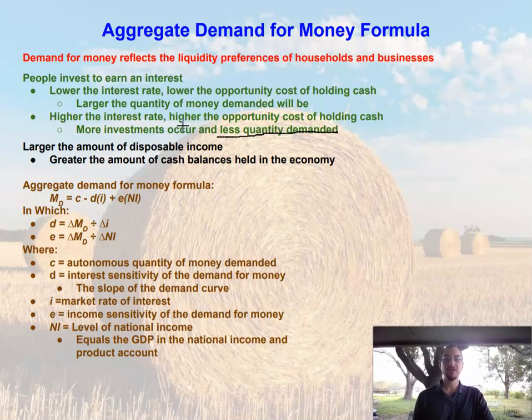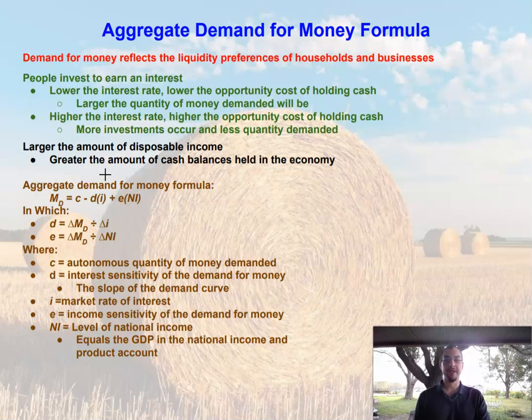So the opportunity cost of holding that cash at that 10% interest rate for $100,000 is $10,000. So the higher the interest rate, the higher the opportunity cost of holding that cash. So the higher the interest rate, we're actually going to be placing more money in those investments and holding less cash, or demanding less quantity. So the higher the interest rate, the higher the opportunity cost, and we're going to be holding less cash and placing more of that money in those investments.